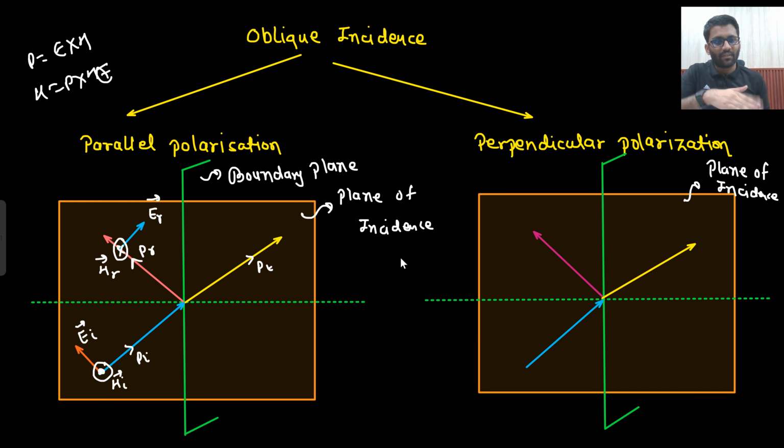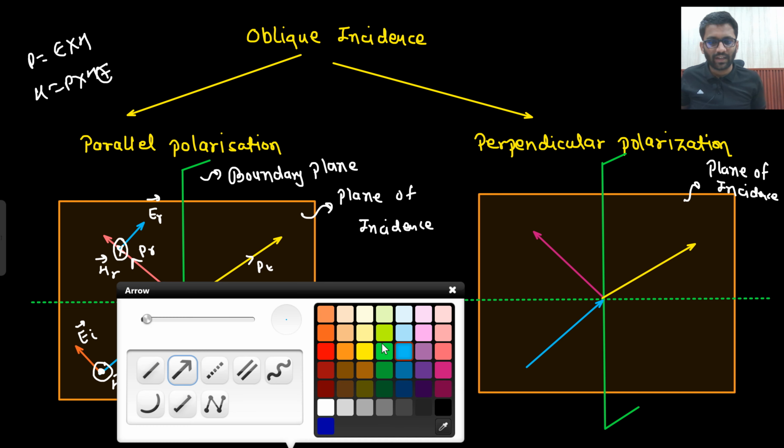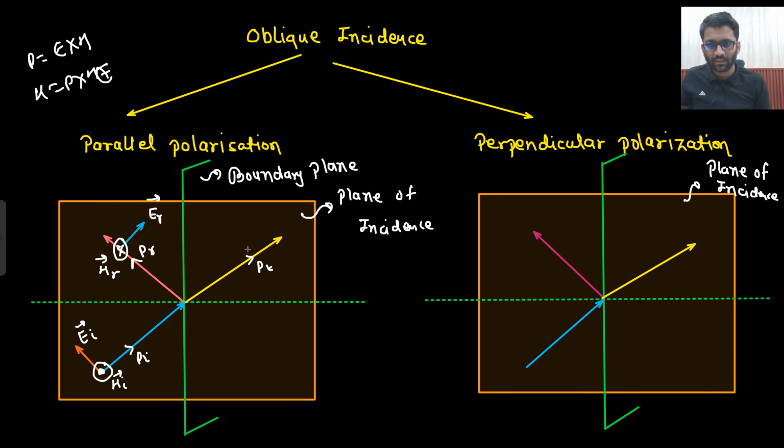Incident and transmitted will have the same direction only. If you remember in normal incidence as well, this was my incident wave coming, and this would be my transmitted wave. So they will have the same direction of electric field and magnetic field. This direction will not change. They will have the same direction only. This is your transmitted electric field.